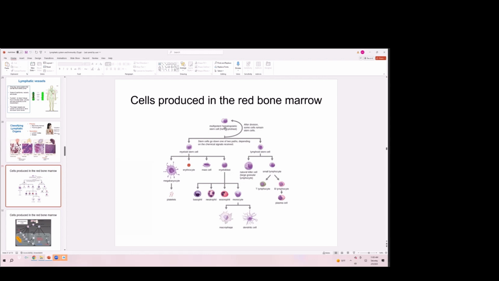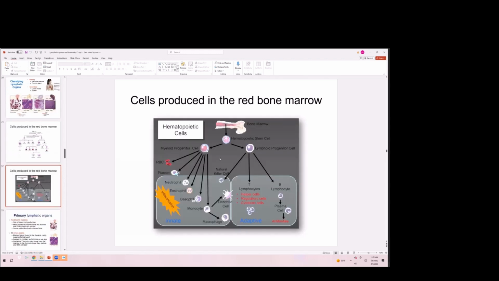So the point here is the red bone marrow is super crucial. These are the cell types, as you're going to see, that will be involved in fighting, defending our body. The platelets, which are cell fragments, basophils, neutrophils, eosinophils, monocytes, macrophages, dendritic cells, T lymphocytes, B lymphocytes. We will show in the next few slides how all of these players are involved in defending our bodies from disease.